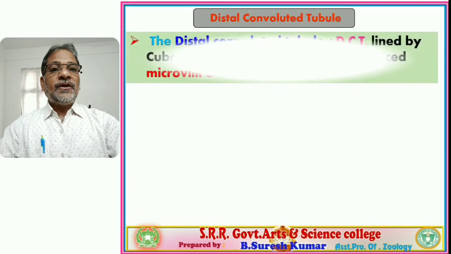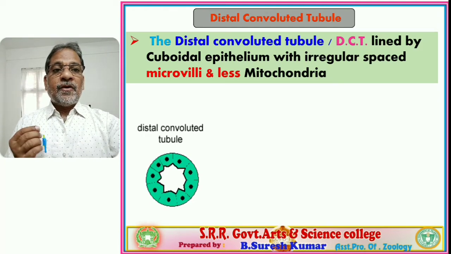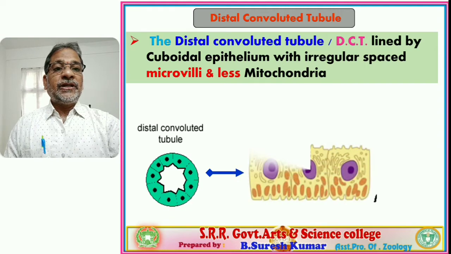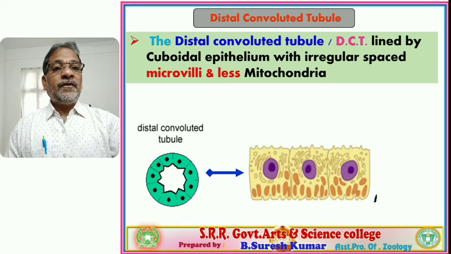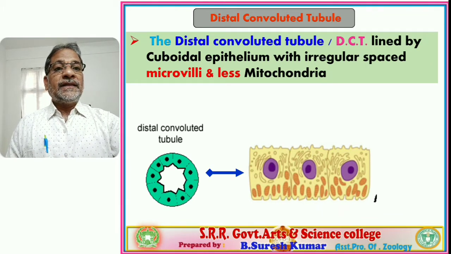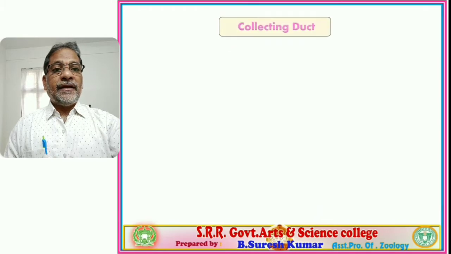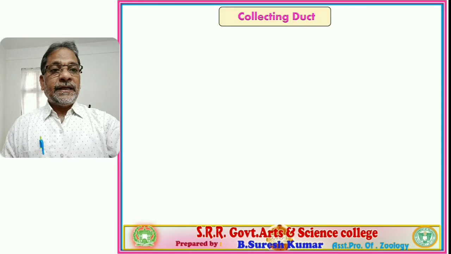If we observe the histology of the distal convoluted tubule, it is also lined by cuboidal epithelium with irregularly spaced microvilli and fewer mitochondria. You verify the cell representation, you compare the cells: the microvilli are very few and irregularly spaced, and the mitochondria number is also less, right? Let us see the subsequent part, the collecting duct.